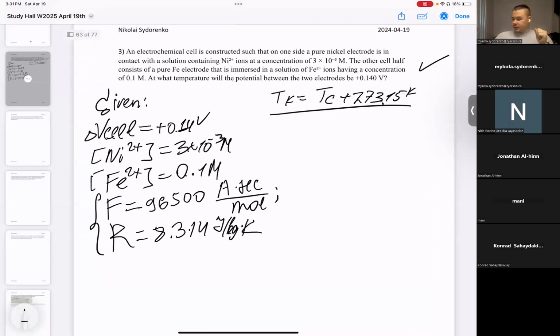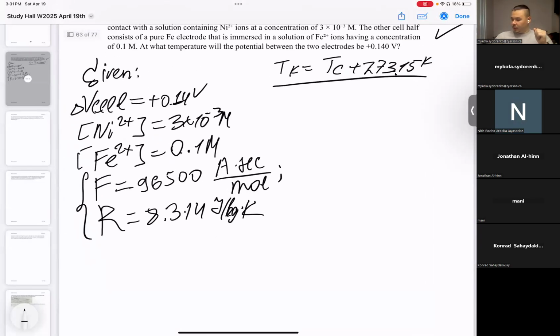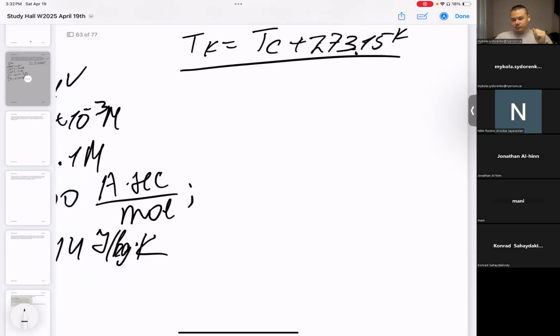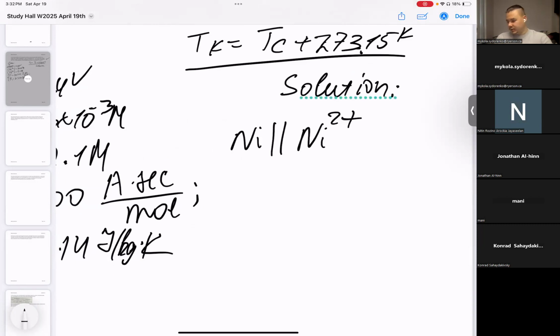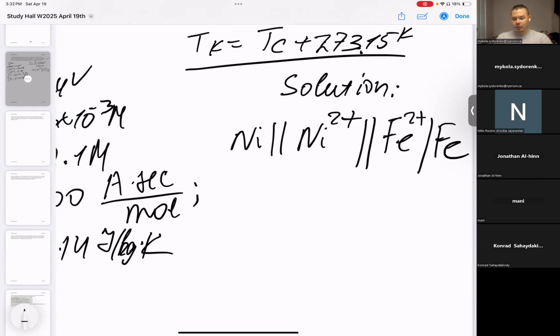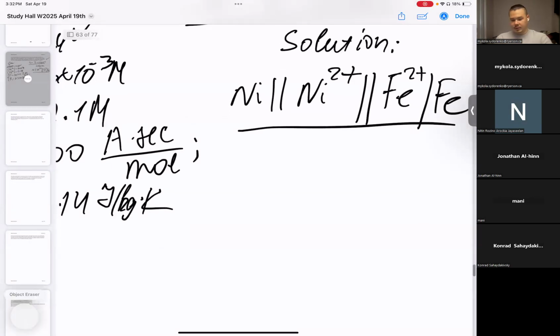We're pretty much good to depart from here and figure out the question. So, solution. I want to write down basically what is going on here. We have nickel essentially giving up some electrons in the cell of iron. This is how you would write down your chemical cell. Sorry, this is just one line.